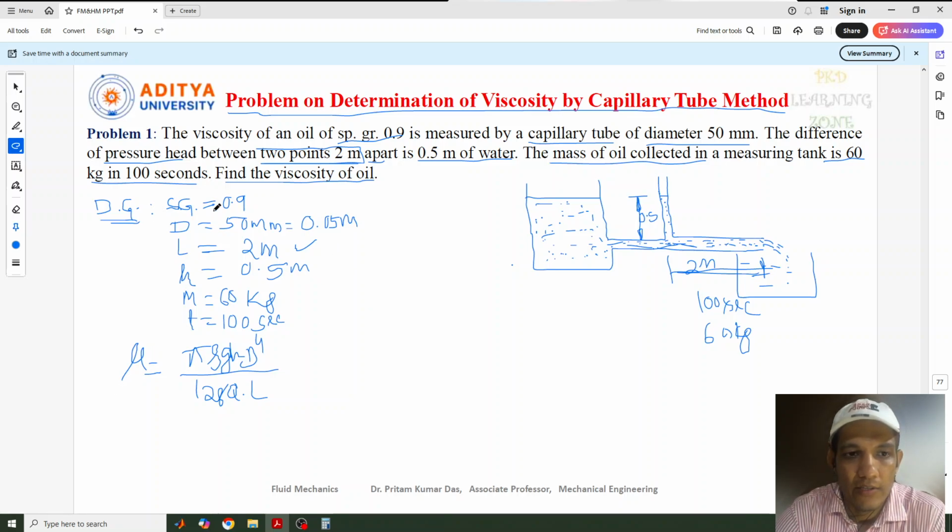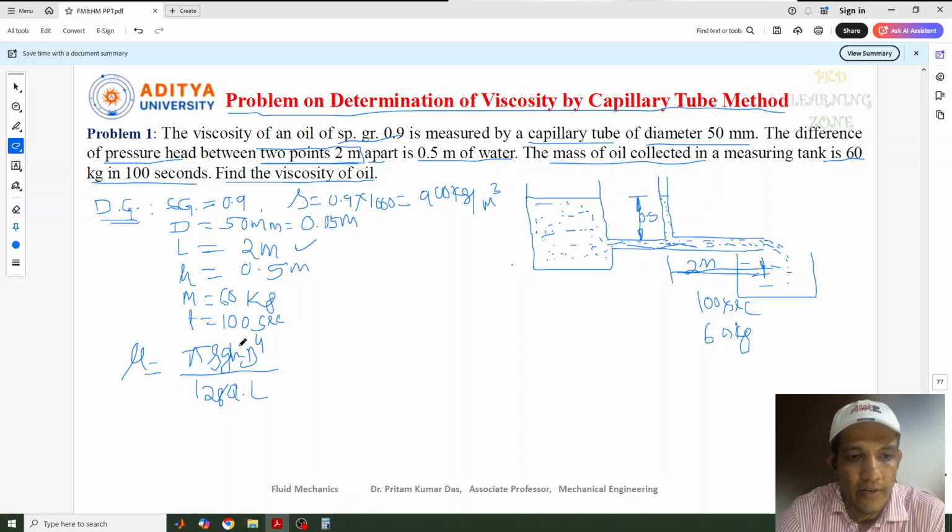So the density of oil, specific gravity is given. So the density of oil is nothing but, we can write rho of oil equal to 0.9 into 1000, we can multiply, so that we can get density. That means 900 kg per meter cube. And next, we need to find out the discharge.